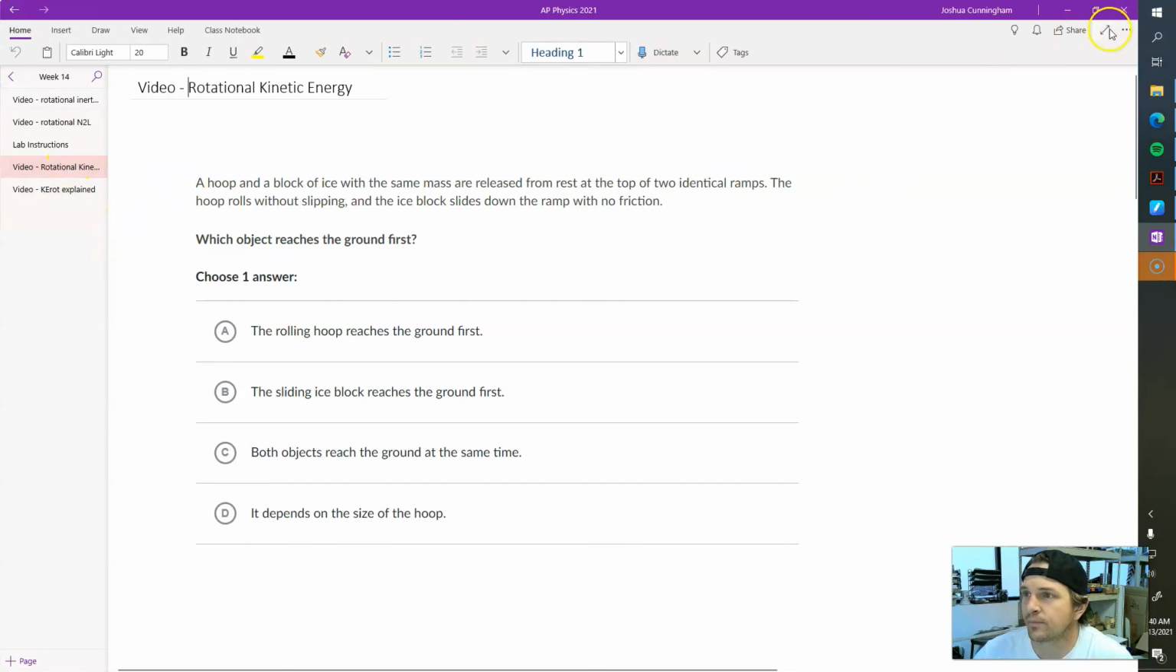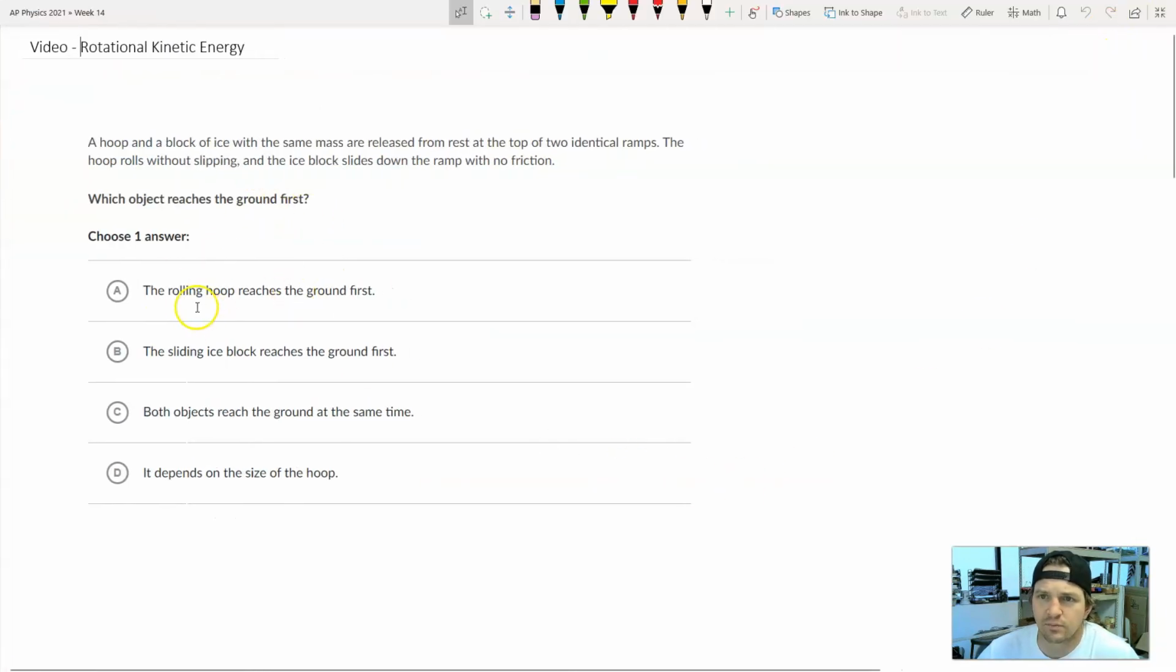A hoop and a block of ice with the same mass are released from rest. The hoop rolls without slipping, and the block of ice just slides down. So the question is, which reaches the ground first? That's just like the example we did earlier, the sliding one, the one that's not rotating. All of its energy is going to be put into moving fast, so it's going to be going faster at the bottom, so it's going to reach the ground first.